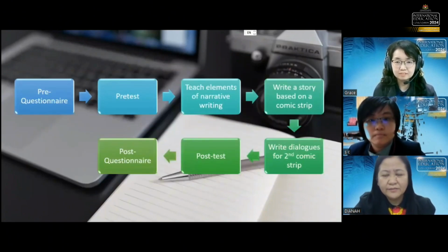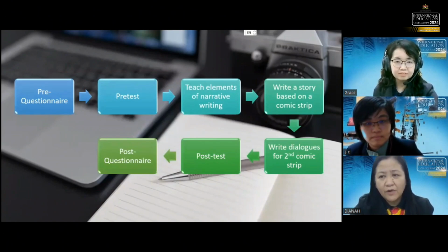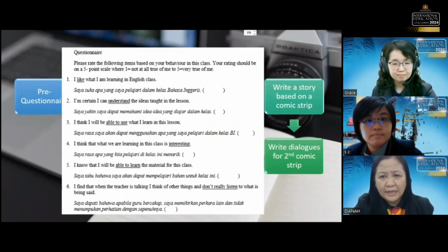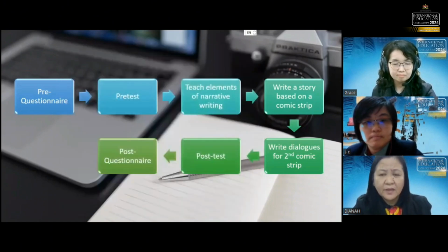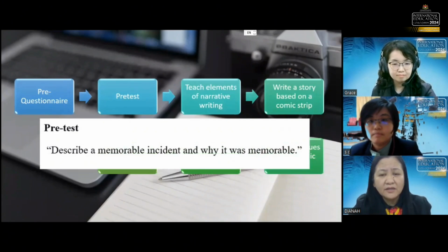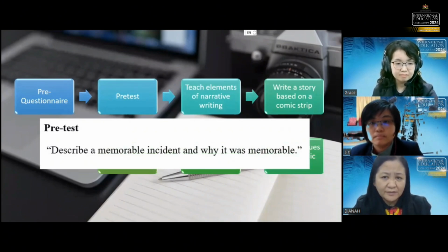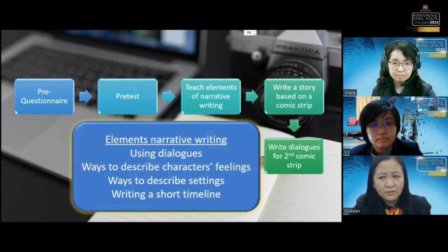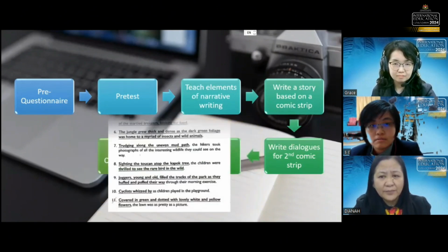To begin the study, a questionnaire adapted from Pintrich and De Groot was given to gauge students' motivation in learning the English language. A pretest was then administered to see how far students understood the conventions of story writing. In the first lesson of the research, the elements of story writing, such as using dialogues, ways to describe characters' feelings, settings, and writing a short timeline, were taught succinctly with notes and samples.